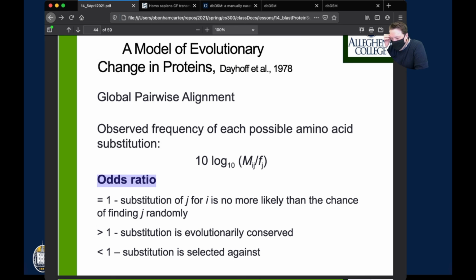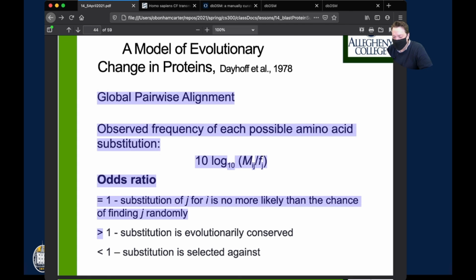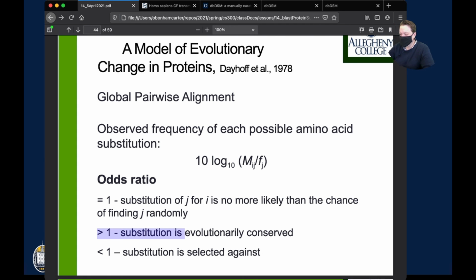If the value is equal to 1, then you can say that the substitution of one amino acid for another is no more likely than the chance of finding that first amino acid randomly in the protein. In other words, nothing big is going on. But if I find that it's greater than one, the substitution is evolutionarily conserved. That means it's doing something good for the organism. Or rather, I should say it's not killing the organism. So it's being conserved. It's always being passed on to the next generation.